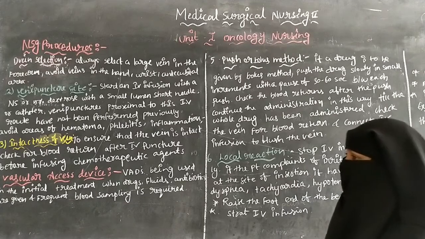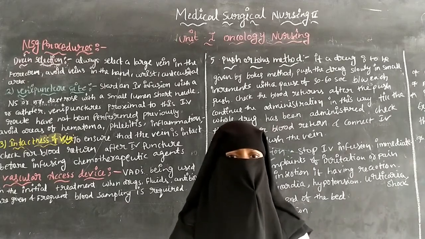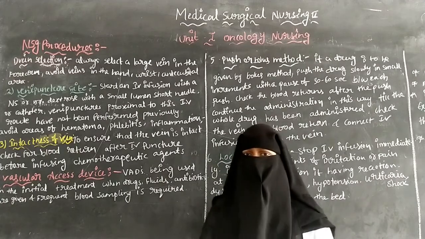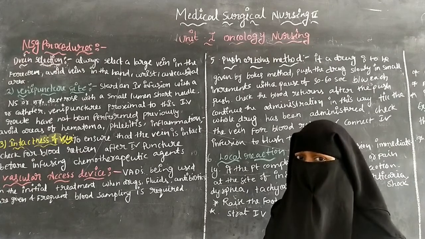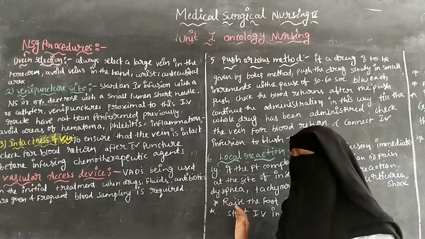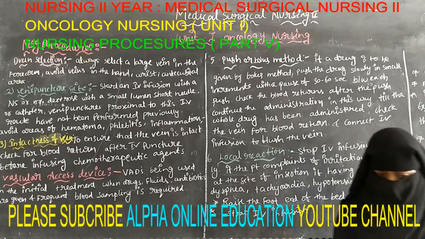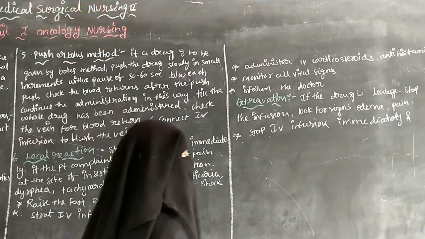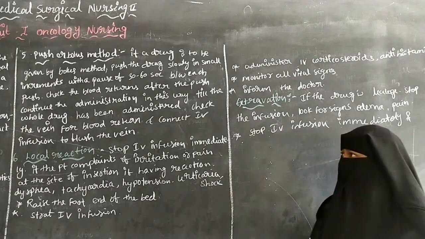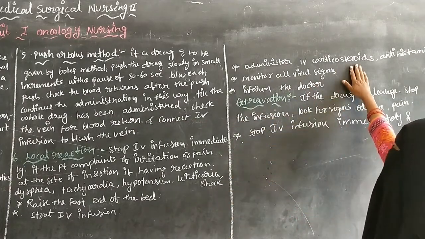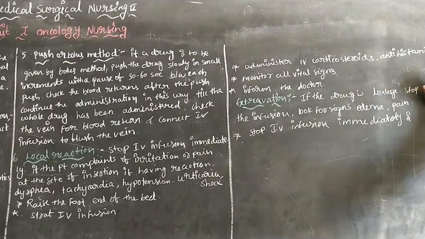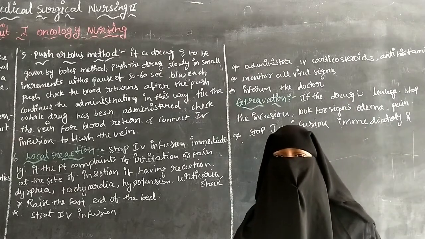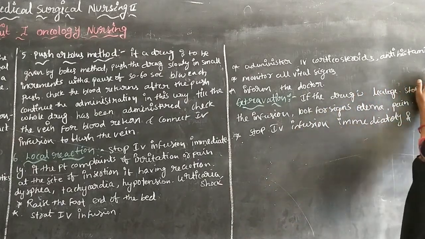Next one is to administer the IV corticosteroids and antihistamines. If the patient is having any inflammation or any itching, we can administer the antihistamines and corticosteroids. If the patient is having any inflammation, we can administer corticosteroids, and if the patient has any allergy and skin rashes, we can administer the antihistamines.